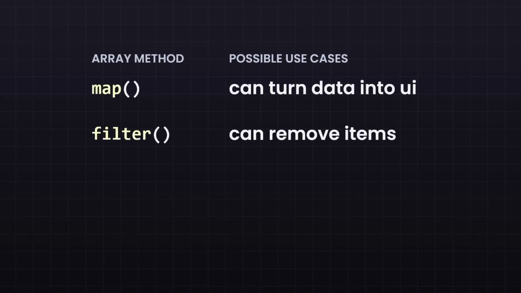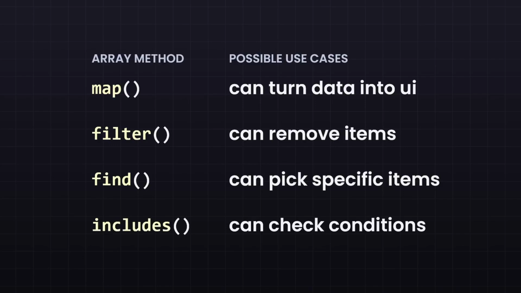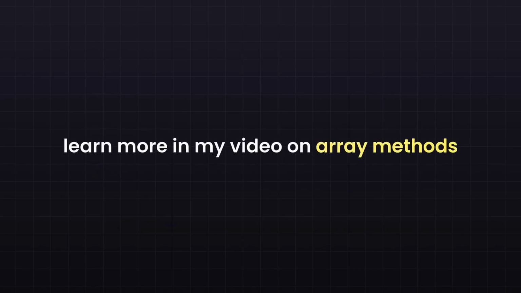For example, only show products under 20 euros. Find picks one item, like open the product with this ID, and includes checks simple conditions, like is this category selected. So these are definitely worth learning.